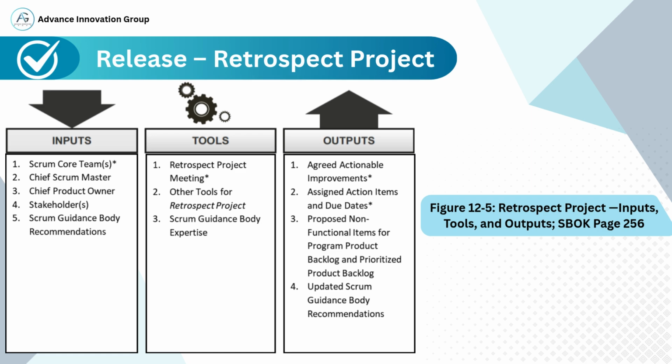4. Updated Scrum Guidance Body Recommendations. Enhancements or learnings that benefit future teams across the organization. This is a critical step in Scrum maturity, promoting a culture of continuous improvement and transparency across the organization.